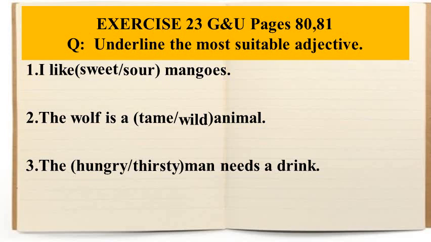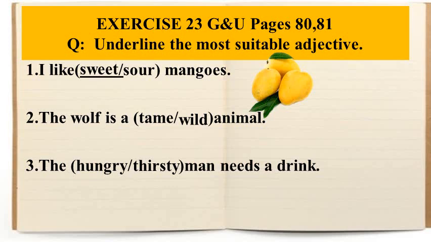Let's solve exercise number 23 in your book Grammar and Usage, pages 80 and 81. Underline the most suitable adjective. Number 1. I like sweet, sour mangoes. आपको कैसे मैंगोज अच्छे लगते हैं? Sweet. I like sweet mangoes. Underline sweet.